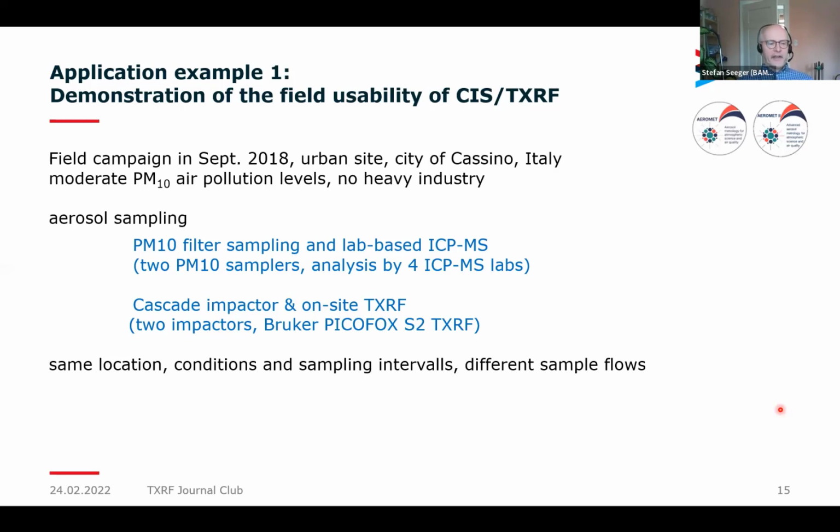We took care that we had exactly the same locations of all the sampling devices, and exactly the same conditions and sampling intervals. The main difference was in the sample flow. Technically, it was not possible to operate filter sampling at the same sample flow as the cascade impactors, but that did not have a strong effect.